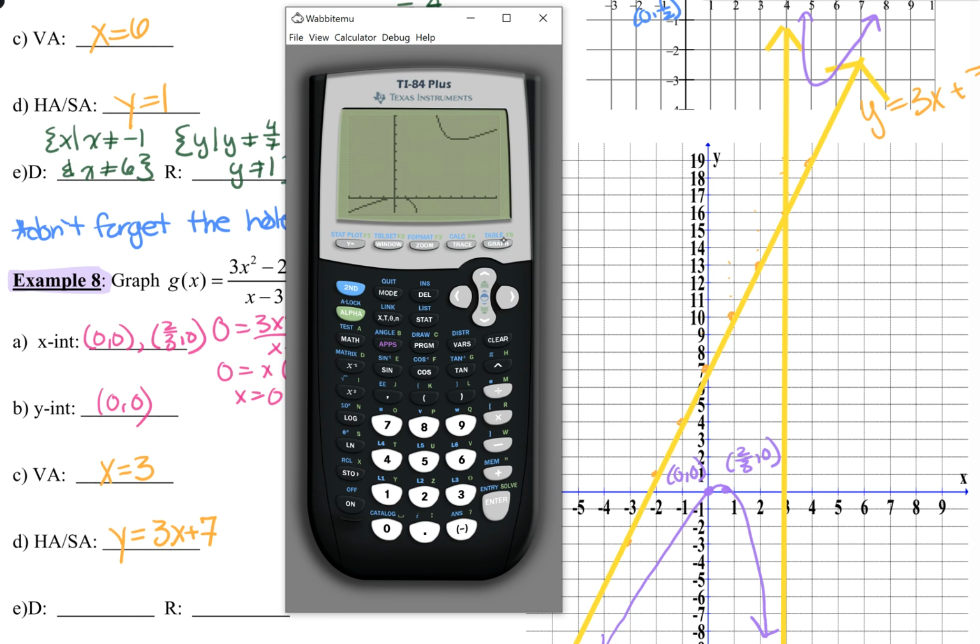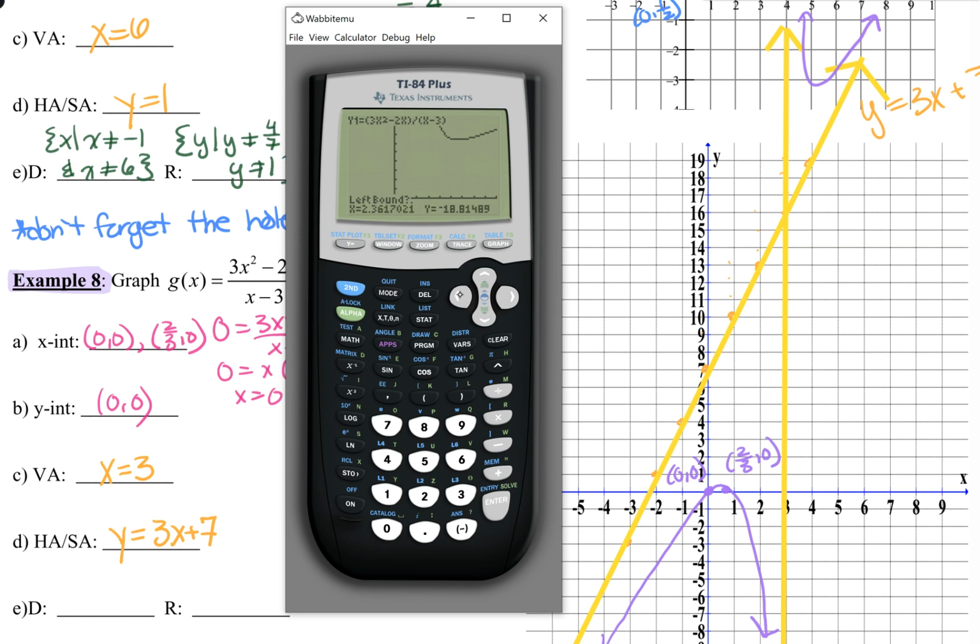All right, so now I want to find the maximum value and the minimum value. So in order to find the maximum value, I'm going to do second, and then I press the calc button, and then I choose maximum. And then I want my left bound and my right bound. Well, my maximum is on my left-hand side of this graph. And so I know that it's going to be somewhere between 0 and 2/3 because those are my two x-intercepts.